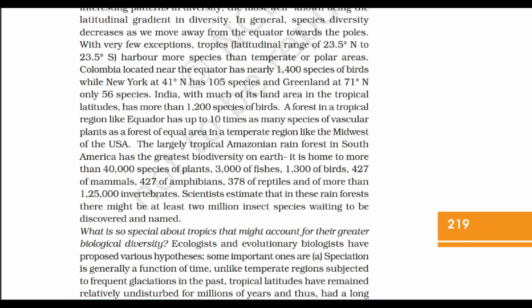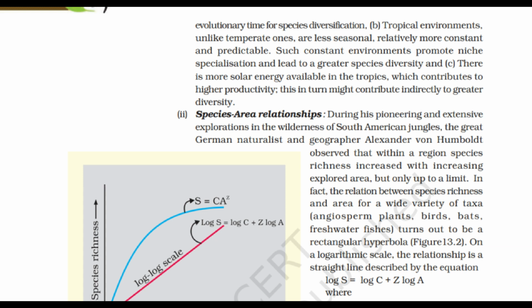Ecologists and evolutionary biologists have proposed various hypotheses. Some important ones are: speciation is generally a function of time. Unlike temperate regions subjected to frequent glaciations in the past, tropical latitudes have remained relatively undisturbed for millions of years and thus had a long evolutionary time for species diversification. Tropical environments, unlike temperate ones, are less seasonal, relatively more constant and predictable. Such constant environments promote niche specialization and lead to a greater species diversity. And there is more solar energy available in the tropics, which contributes to higher productivity. This in turn might contribute indirectly to greater diversity.